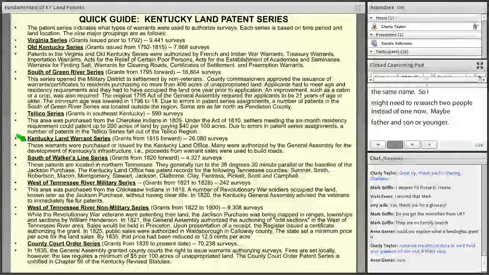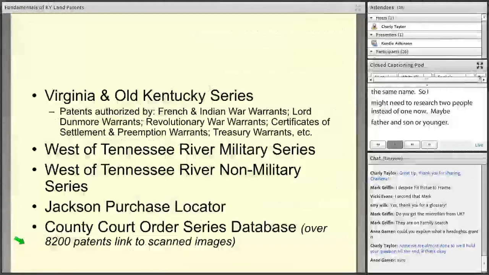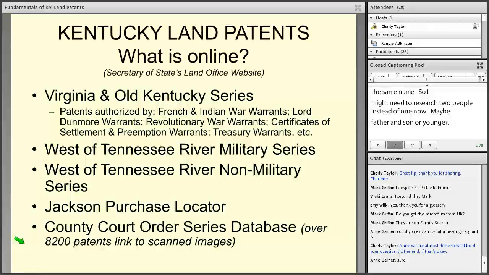Okay, they'll just purchase warrants from the land office and then proceed with the patenting process. South of Walker's Line, Tennessee. West of Tennessee River, military, non-military, and then the county court order database. Okay. What is online at this time? The Virginia and Old Kentucky series, the West of Tennessee River military, non-military, Jackson Purchase Locator, County Court Order Database.